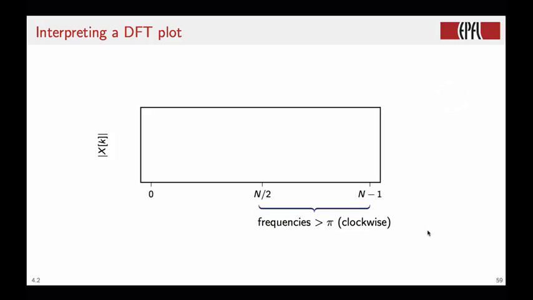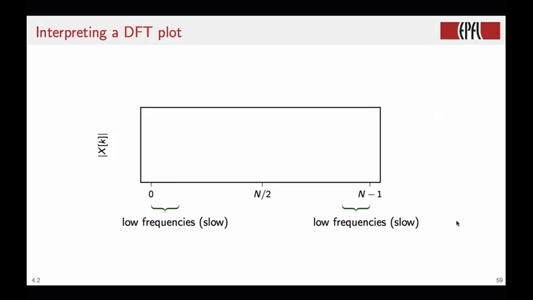Frequencies from n over 2 to n minus 1 are frequencies that are larger than pi, and we interpret those as clockwise rotations in the plane. Frequencies in this band, close to 0 and close to n minus 1, are low frequencies in the sense that they indicate a slow rotation around the unit circle, either counterclockwise or clockwise. Whereas frequencies centered around n over 2 correspond to the fastest frequencies in the vector space, either clockwise or counterclockwise.